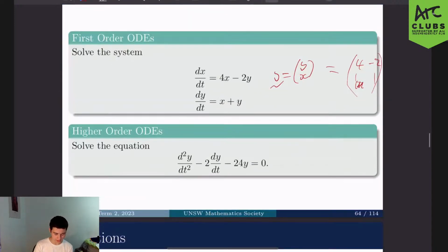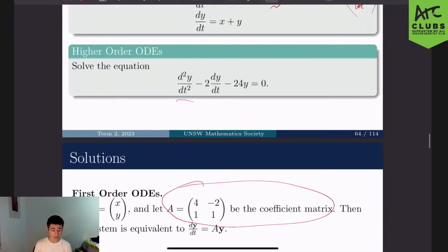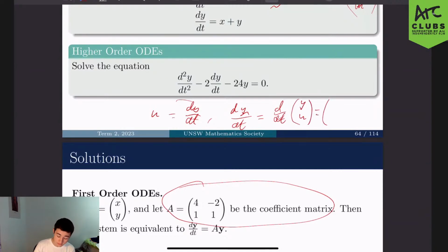Next step is higher order ordinary differential equations. We're going to solve the equation using d squared y over dt squared. Since we have a higher equation, our trick is we're going to say, let u equal dy on dt. That way we can say that d on dt of this vector, which will be y and u, will be equal to the coefficient matrix times y and u. What is dy on dt? It's u, so we're going to put a 1 there, 0 there, because there's no y's in it, there's one u in it.